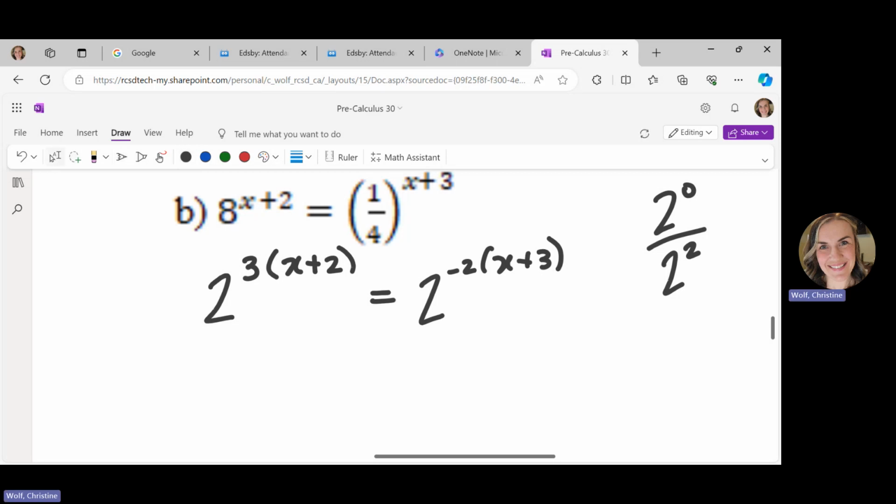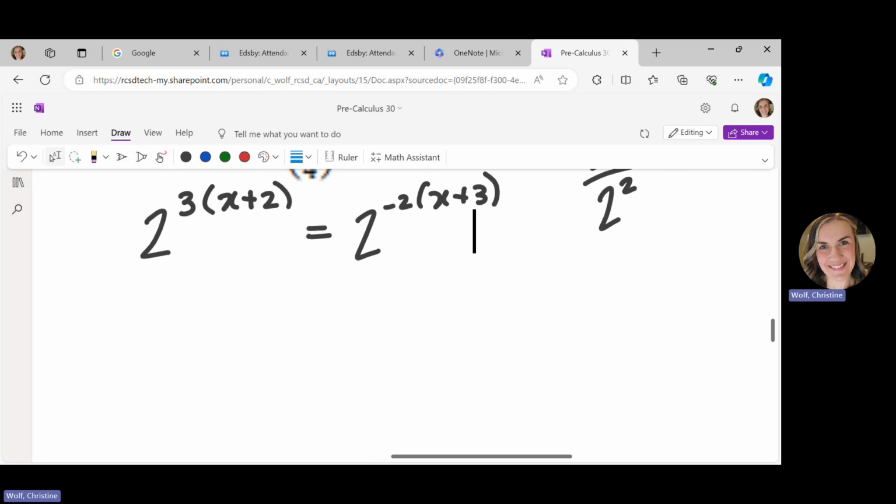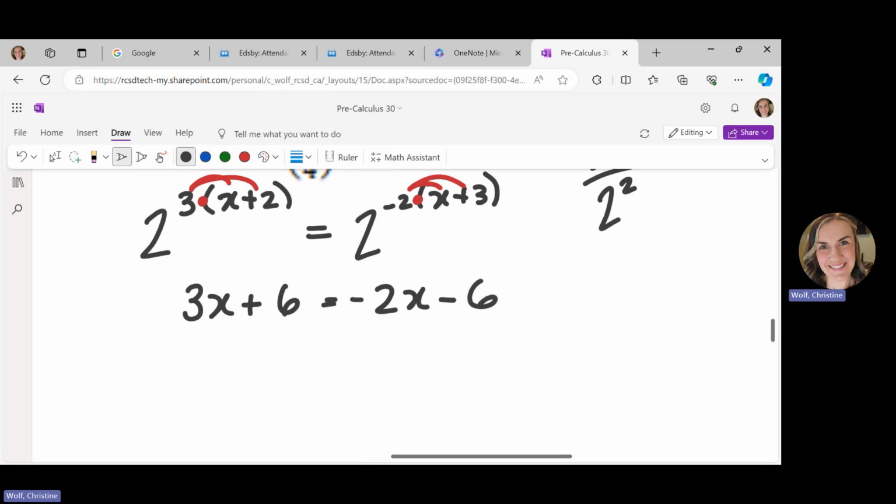Okay. So now, beautiful. Our bases are both 2s, so we forget about them. They're gone. And you rewrite your exponents as your new equation. But as I do that, I know that the exponent laws say I have to multiply those exponents up top together. So now you have to distribute. Okay? So you will have 3x plus 6 on your left equals negative 2x minus 6 on your right, because that negative 2 gets distributed in.